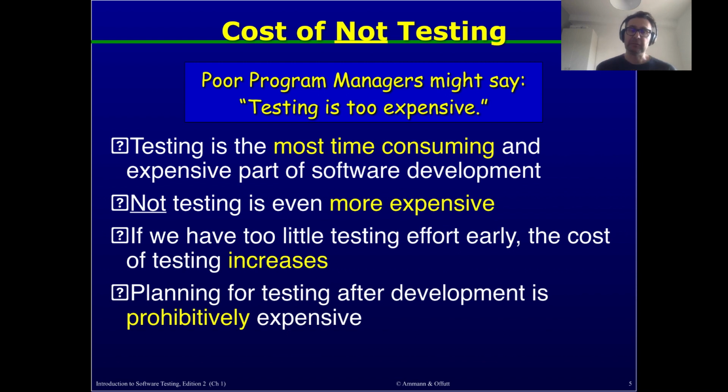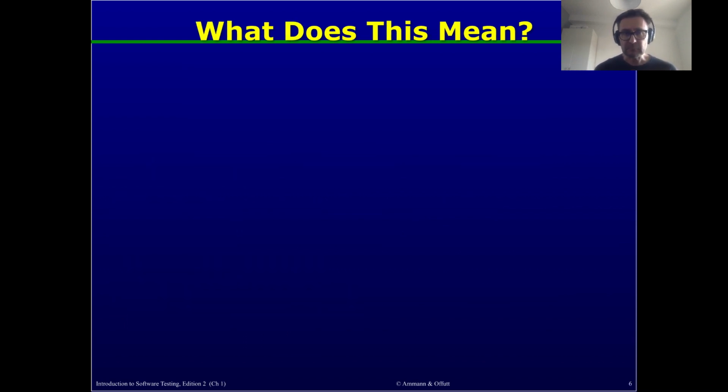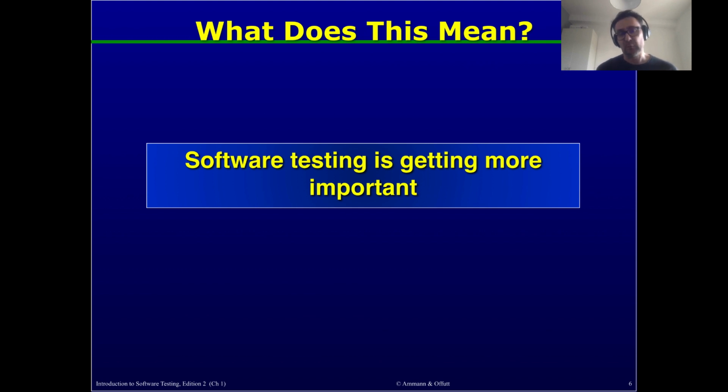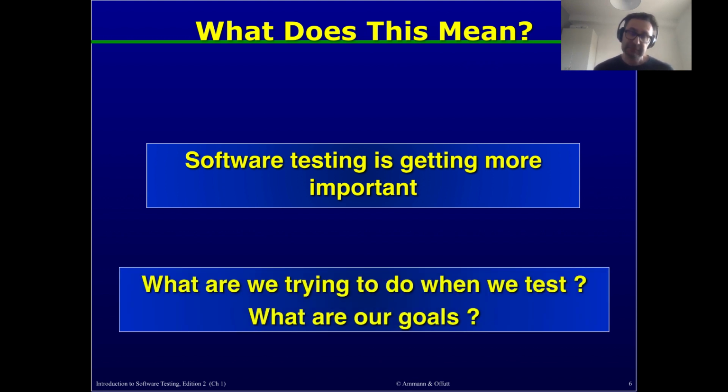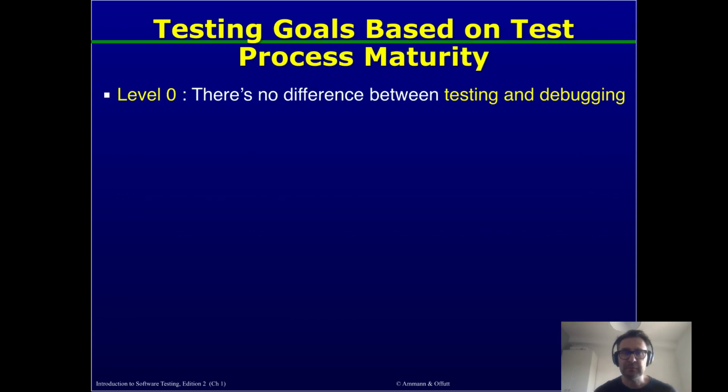If you plan to do the testing after development, when you've already deployed to customers, this can be very, very prohibitively expensive. So in all projects, you often need to find a trade-off here. So what does this mean? Overall, this trend we talked about last time, that software testing is getting more and more important. There's a lot of research in this area. Companies are understanding how important this is. But some questions come up. What are we trying to do when we test, and what are our different goals? We'll look at a simple maturity model here.